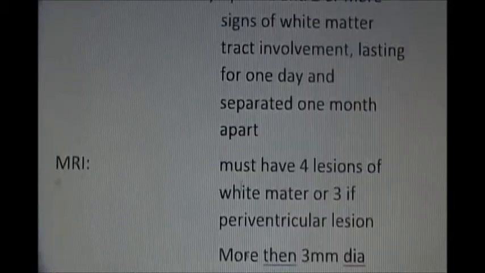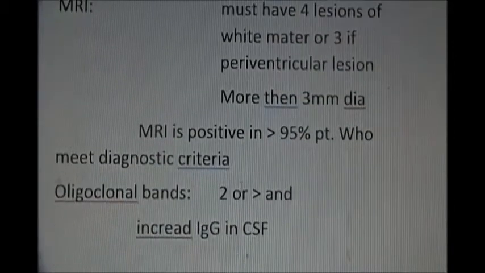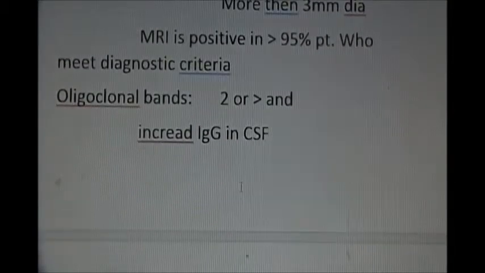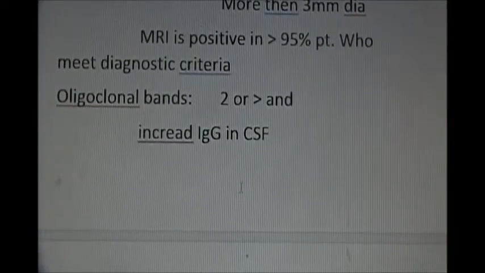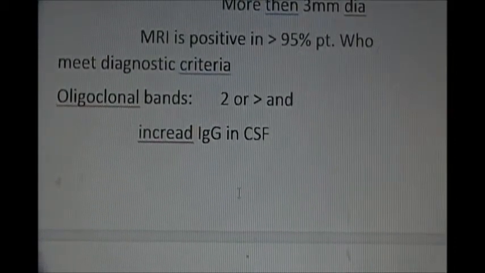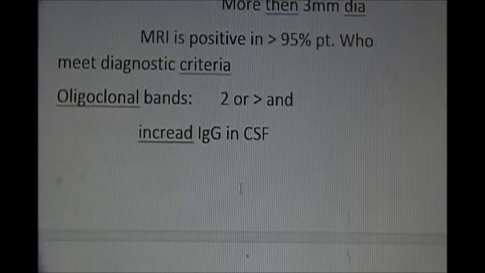After these signs or symptoms are present, then MRI must have four lesions of white matter, or if periventricular lesions, they should be more than 3 millimeter in diameter. An MRI is positive in more than 90% of patients with multiple sclerosis who meet the diagnostic criteria.